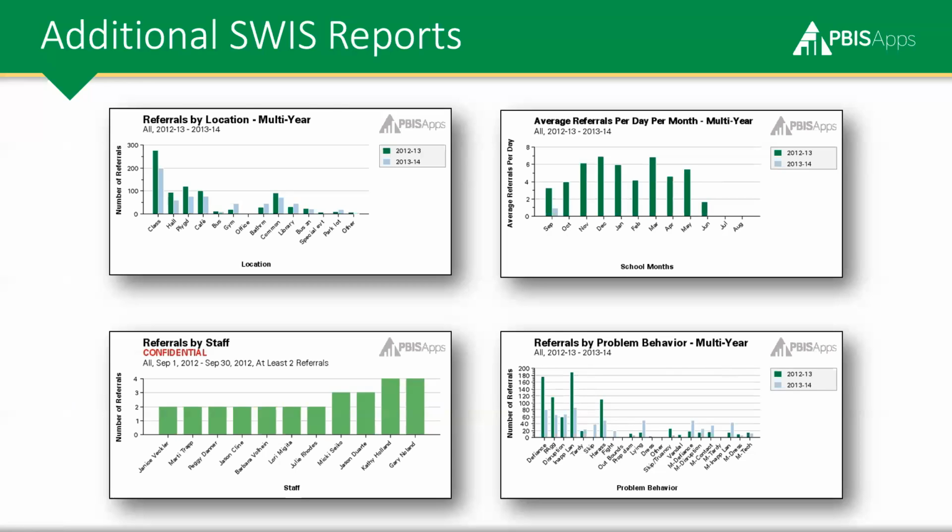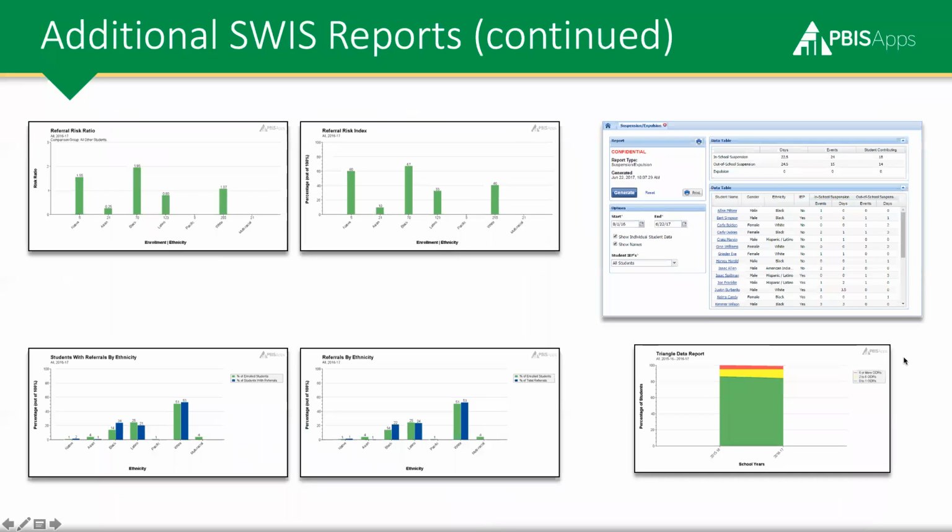We always say that this is an extra report that is available for admin eyes only. So there are different access levels in SWIS. Admin sees all the reports. If I were a data entry person, I would just have data entry access. If I were a data analyst, I would just see reports, but not this one, which is referrals by staff.